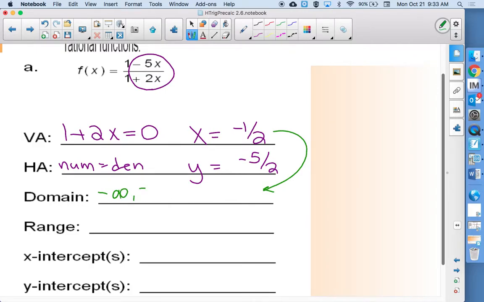So we would have -∞ to -1/2, and -1/2 to +∞, because that's a vertical line that the graph does not touch. So it stops at that vertical line, hops over it, and then starts again. If a graph could hop.